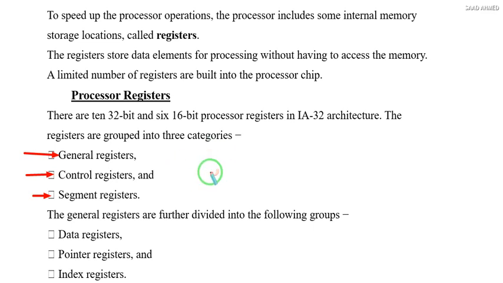In the 8086 architecture, we have around 14 registers, out of which 4 are general purpose registers, and today we are going to discuss only the general purpose registers. In later sessions, we will be discussing the control registers and the segment registers.